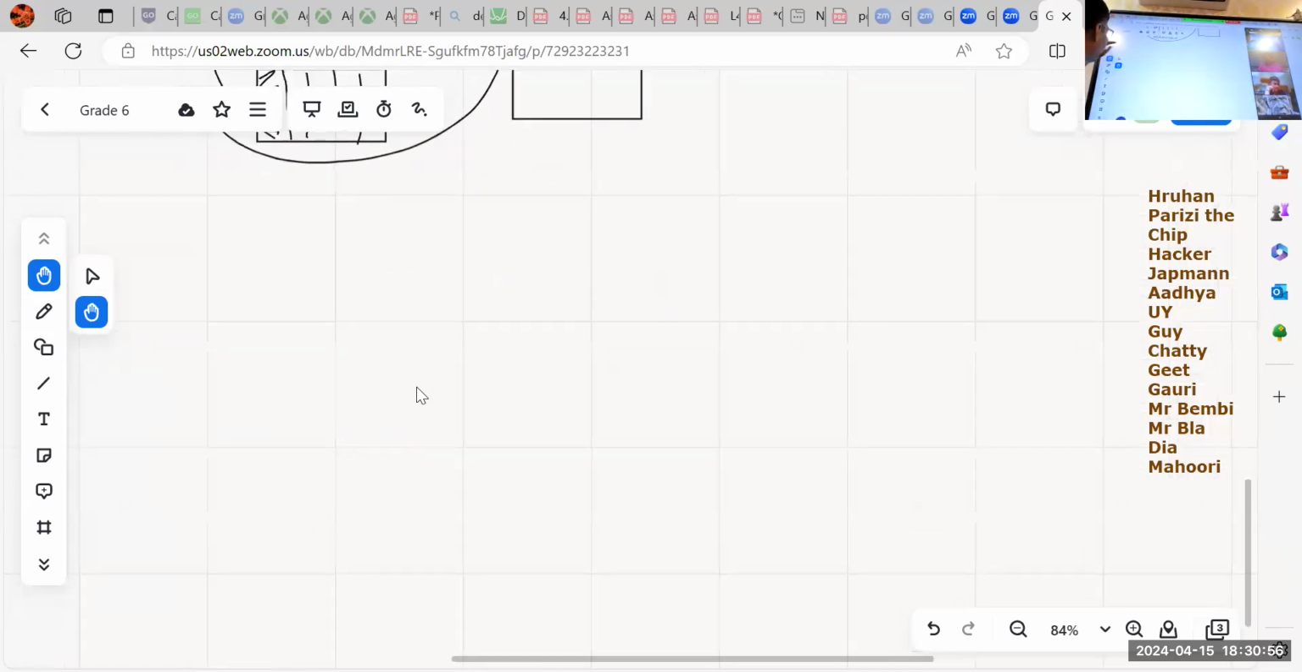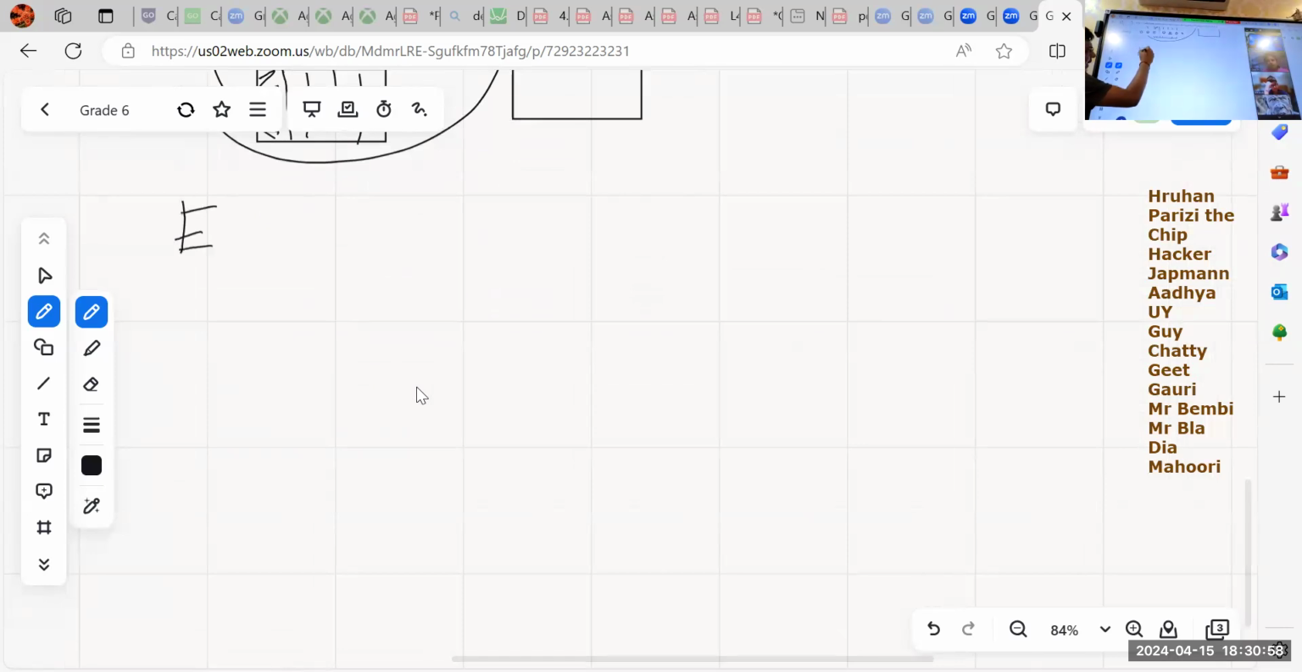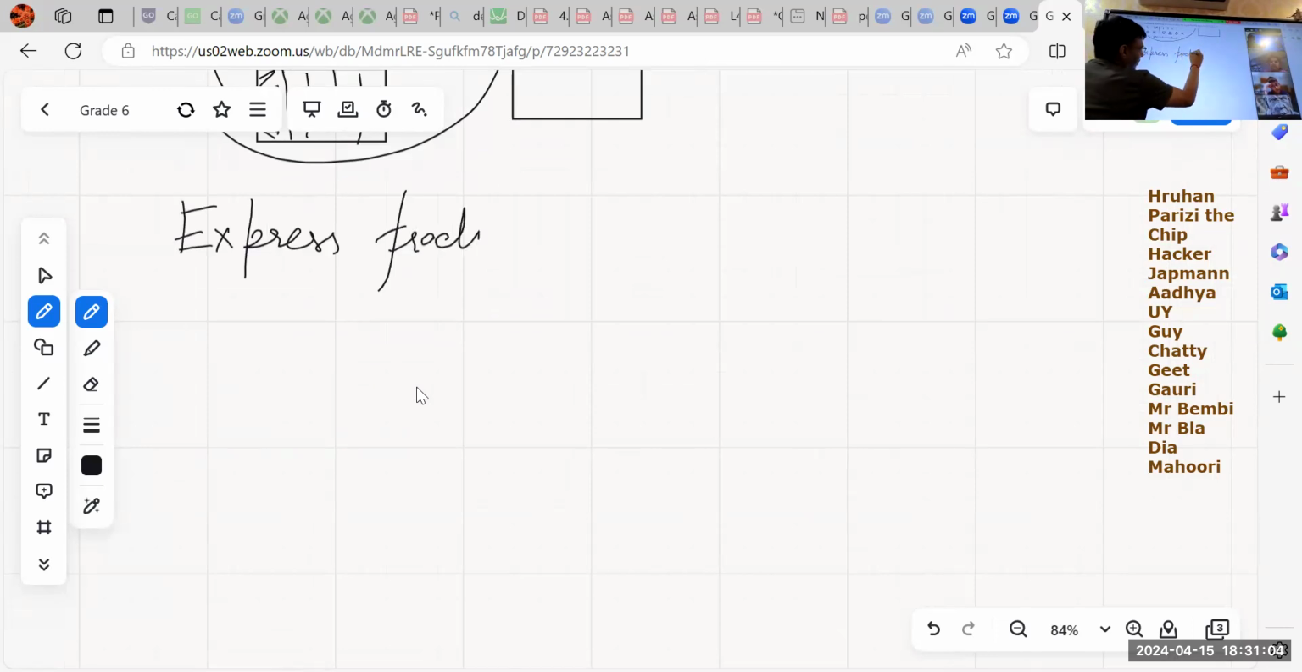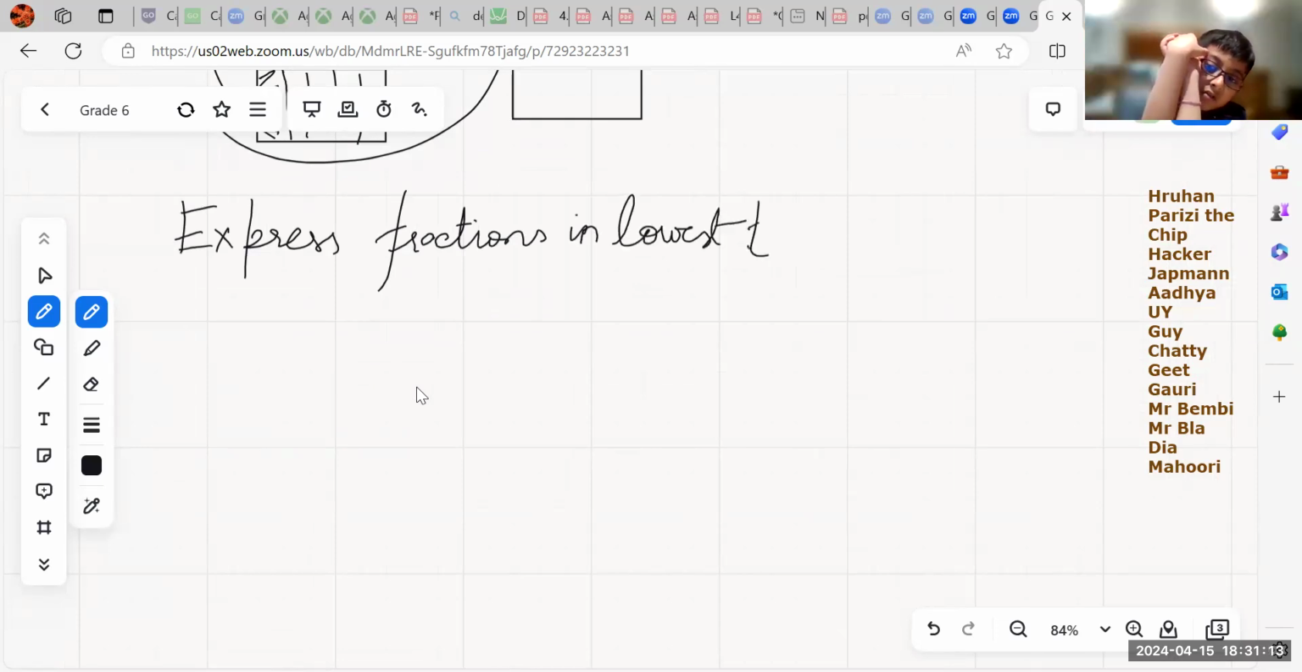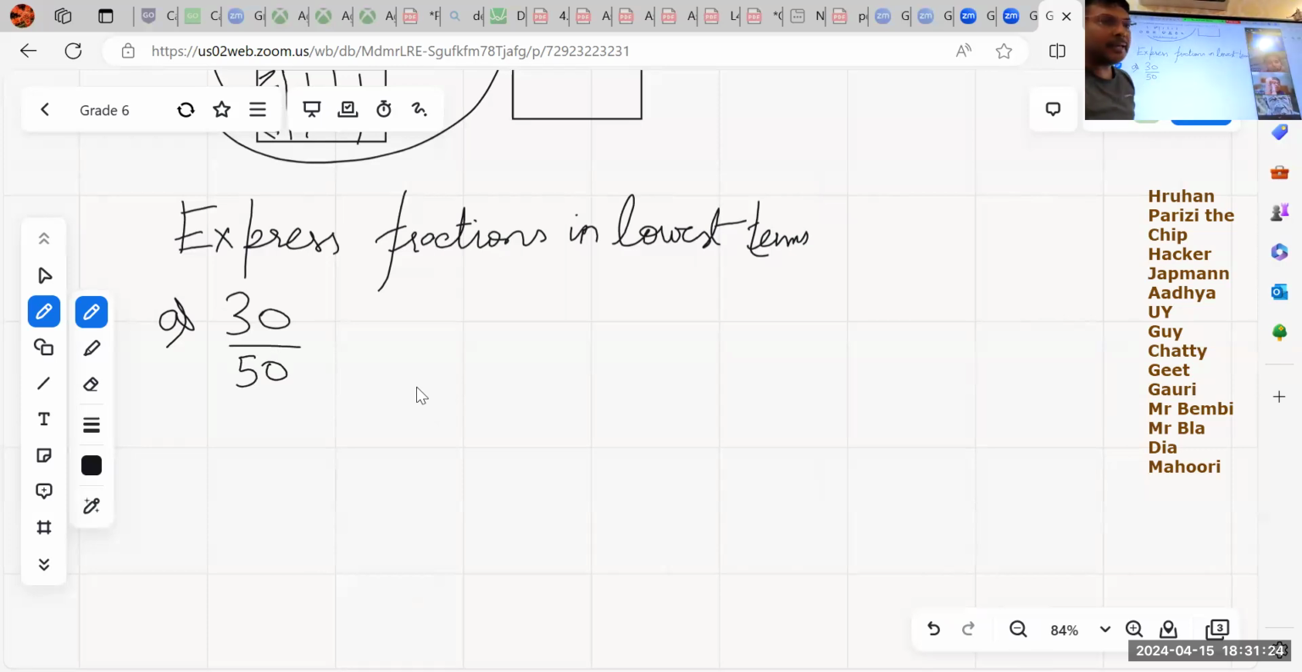Next question is express the fraction in lowest terms. So we all remember this? Yes or no, guys? Yes, sir. Simplify, cutting. You have to divide the numerator and the denominator by the same number, because we can multiply or divide by the same number, as long as the number is the same for both.